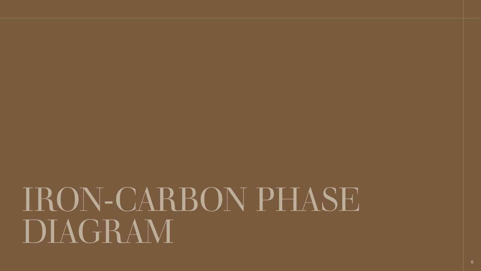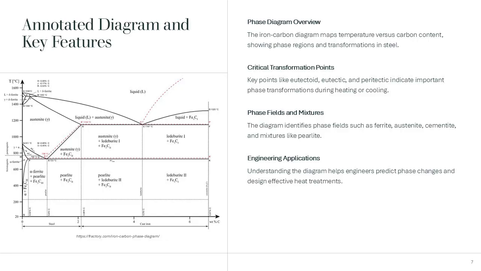Here's the annotated diagram. It maps temperature against carbon content, showing phase regions and critical points like eutectoid, eutectic, and peritectic. These points guide us in predicting phase changes during heating and cooling. The iron-carbon phase diagram maps temperature against carbon content, illustrating regions where different phases exist.